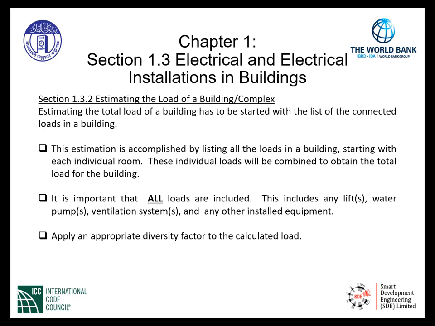Section 1.3.2 covers estimating the load of a building or complex. Estimating the load of a building has to be started with the list of the connected loads in a building. This estimation is accomplished by listing all the loads in a building, starting with each individual room. These individual loads will be combined to obtain the total load for the building. It is important that all loads are included. This includes any lifts, water pumps, ventilation systems, and any other installed equipment, applying appropriate diversity factor to the calculated load.